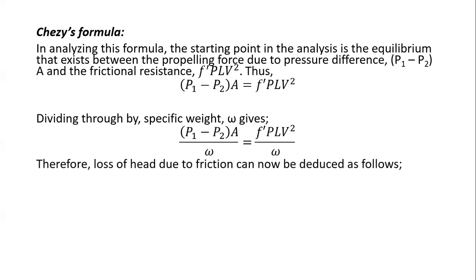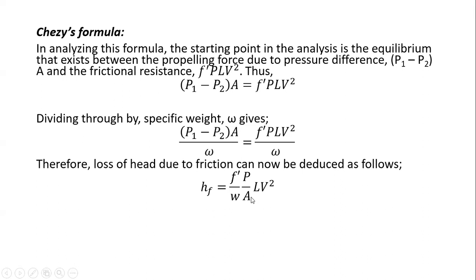And you can now make hf the subject of the formula, where you say f'PLV² over ωA. Here we've just picked what is on this other end. That is your hf, and your omega is still there. In other words, what we are saying is (P1 − P2)/ω, the whole of this, is representing the head. So divide through by ω so that here you have the loss of head hf. So you have f'P, then LV² over ωA.